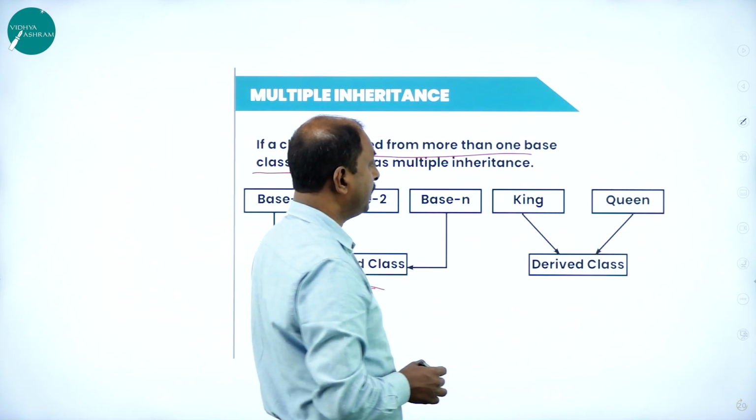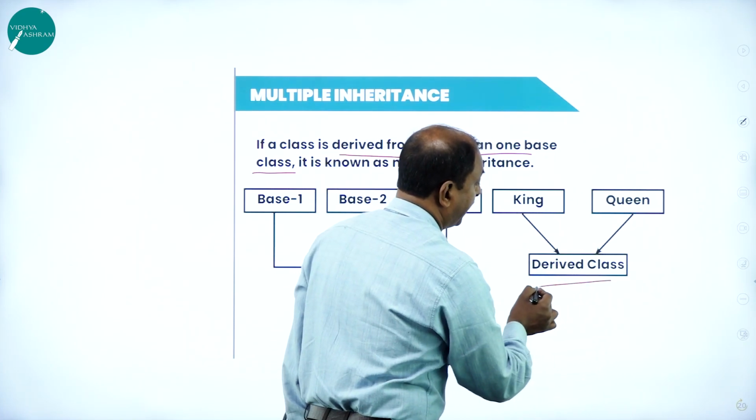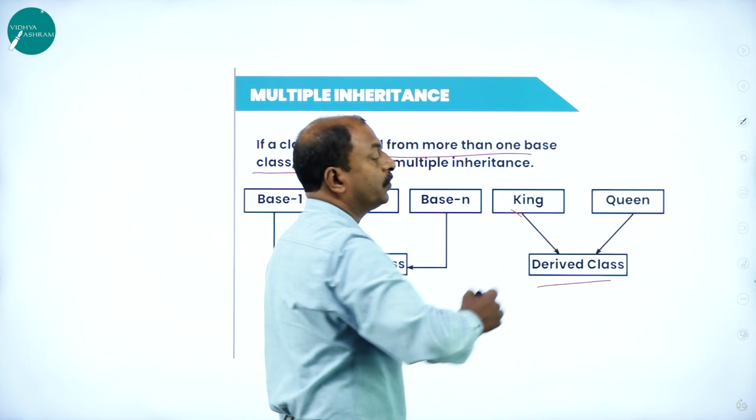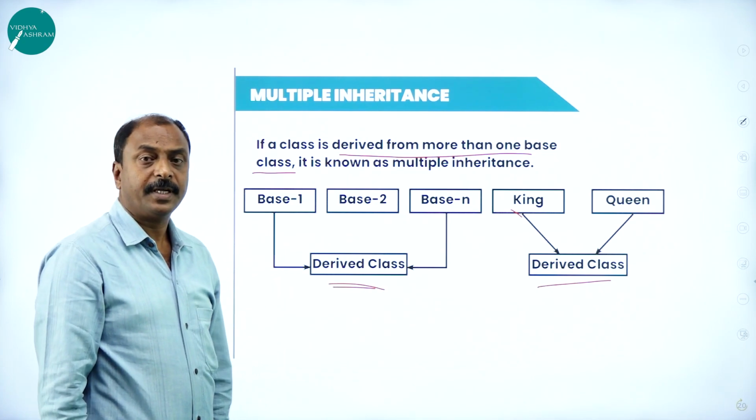That is the meaning of multiple inheritance. Look at the example here. King is one class, queen is another class, and this is the derived class. So this is derived from king as well as queen. These are two different classes. So this is an example for multiple inheritance.